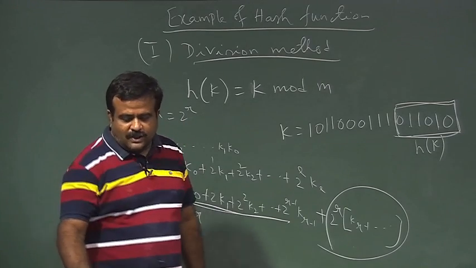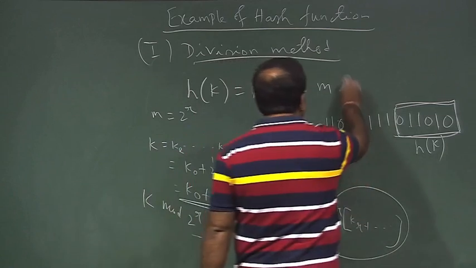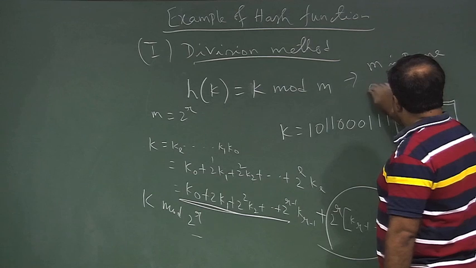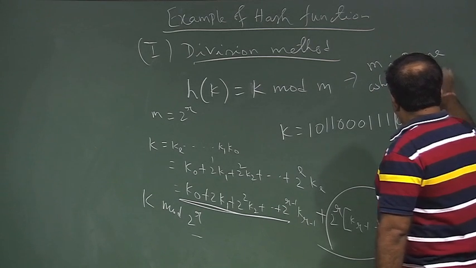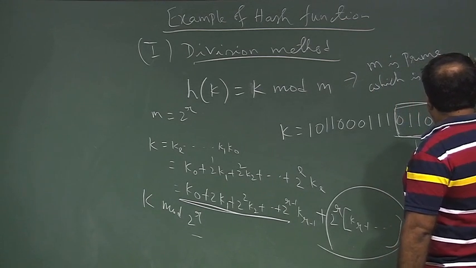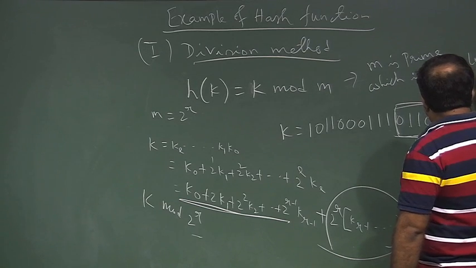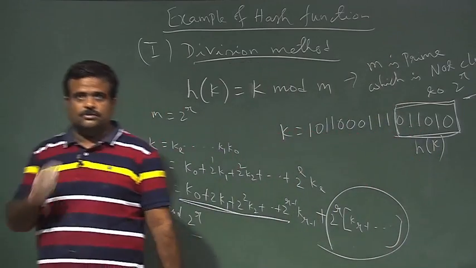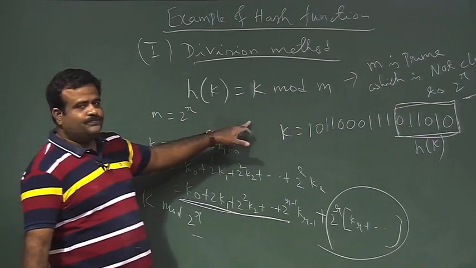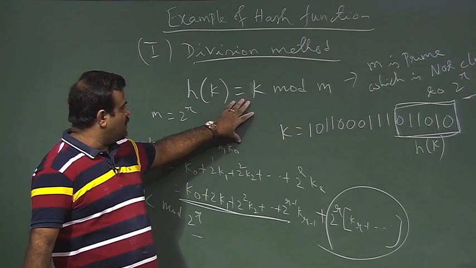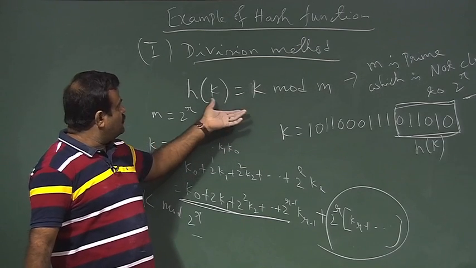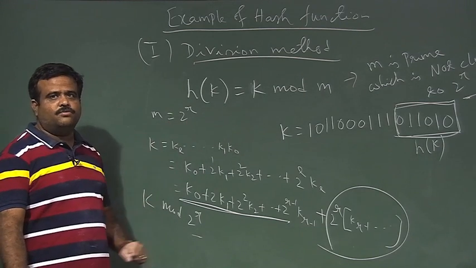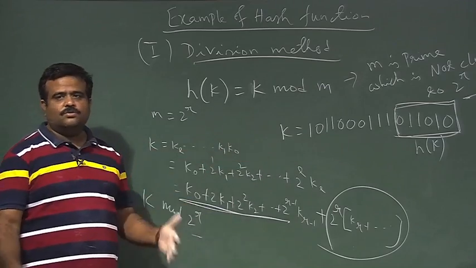So, usually for this we choose m to be a prime number which is not close to some 2 to the power r or 10 to the power r, because we may consider the decimal system also. So, that is the choice of m one should consider if we are having this division method. So, the division method has this issue that we should not choose m to be 2 to the power r, otherwise we have a huge number of collisions.